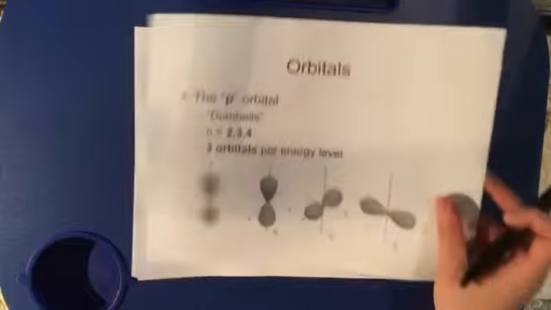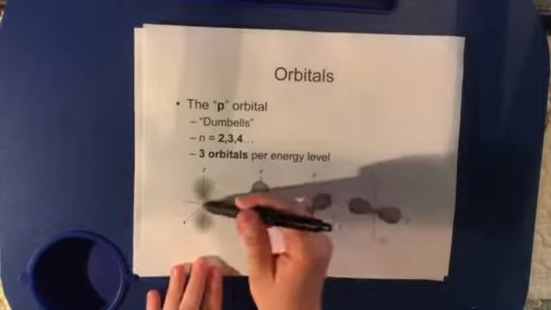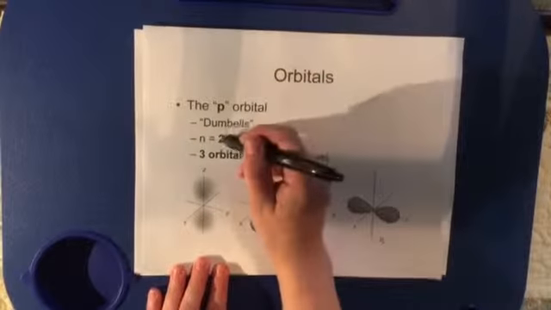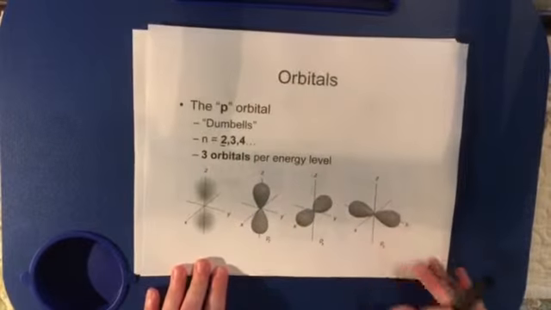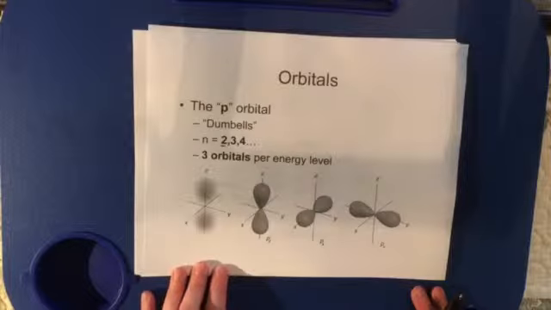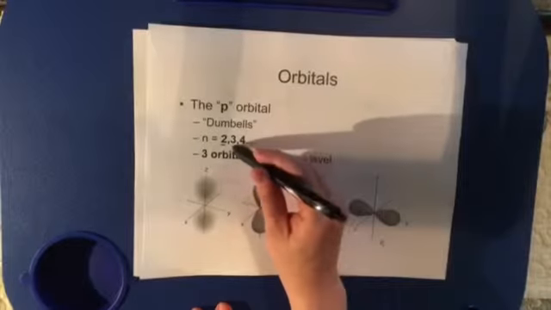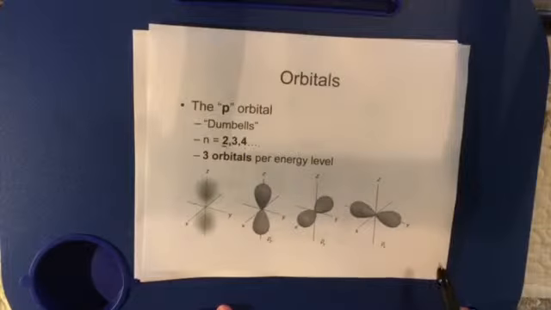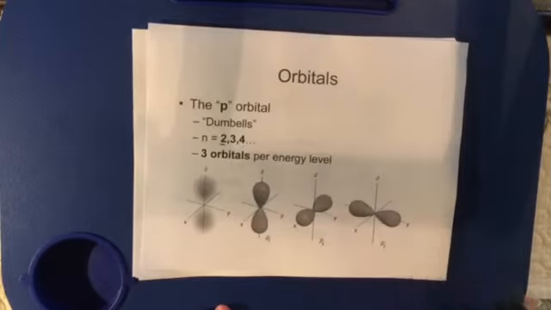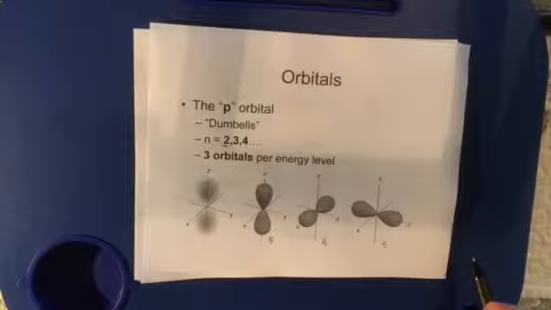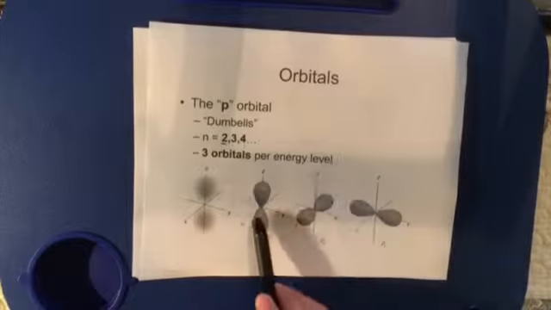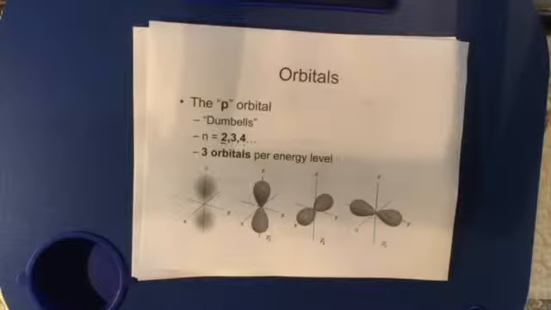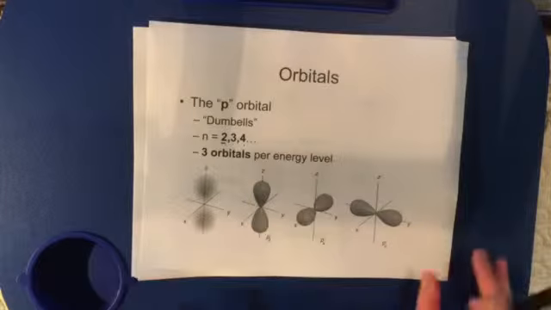And then you have the p orbital, which looks like these dumbbells. It starts on energy level 2, so the first energy level does not have any p orbitals. From then on, each energy level has them, and there are 3 p orbitals per energy level. Remember that each orbital can hold 2 electrons, so at each energy level there are 2 electrons in each p, a total of 6 electrons.